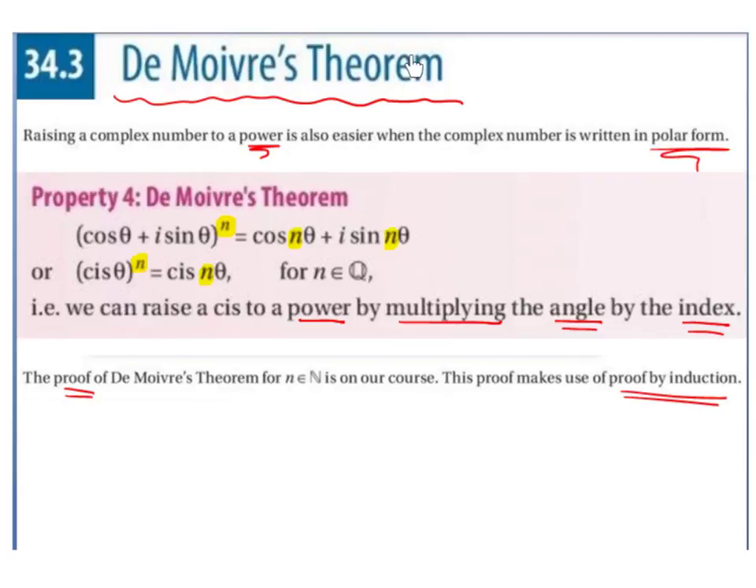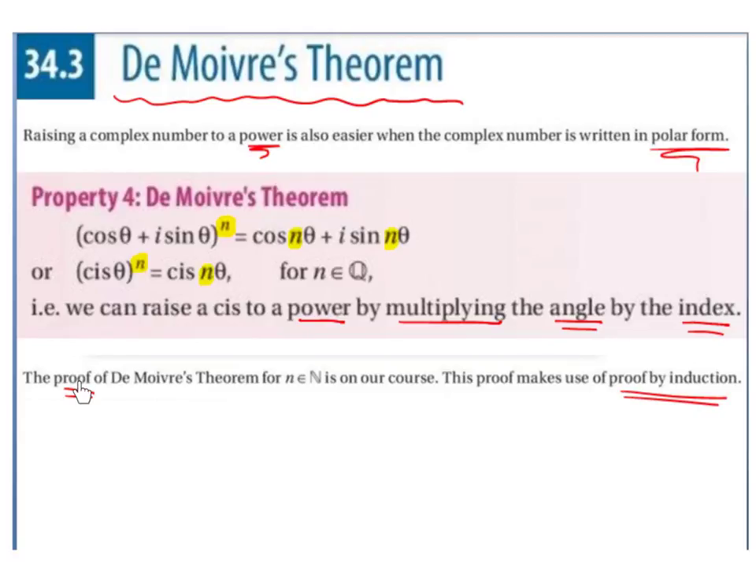De Moivre's theorem. Raising a complex number to a power is also easier when the complex number is written in polar form. Property 4, De Moivre's theorem. (cos θ + i sin θ)^n is equal to cos nθ + i sin nθ, or cis θ to the power of n is equal to cis nθ, for n an element of the rational numbers. I.e., we can raise a cis to a power by multiplying the angle by the index.